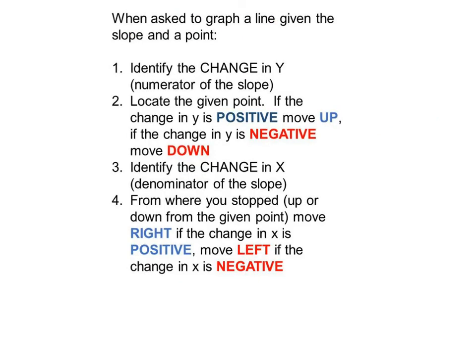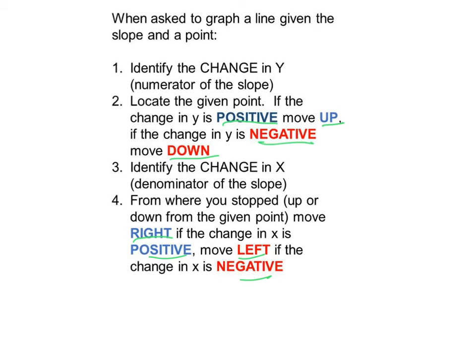Okay. When asked to graph a line given a slope and a point, identify the change in y, the numerator of the slope. Locate the given point. If the slope is positive, you're moving up. If it's negative, you're moving down. Identify the change in x, the denominator of the slope, from where you stopped. If you move to the right, it's positive. If you move to the left, it's negative.